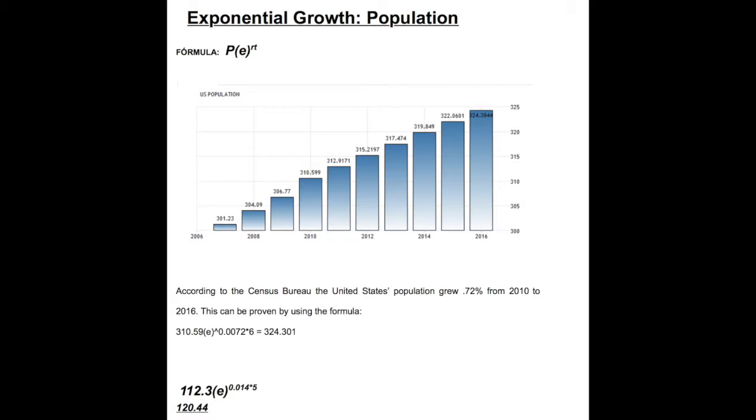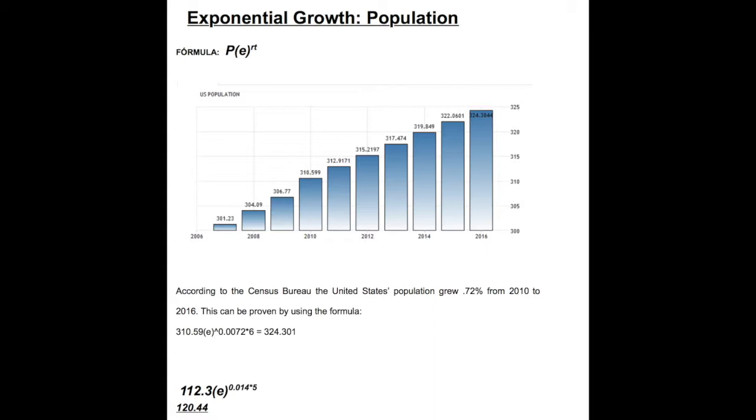In this chart, you can see the United States population growth from 2006 to 2016. Here you can see that from 2010 to 2016, the population grew 14 million people. By using the formula, we found out that it grew 0.72% from all those 6 years.